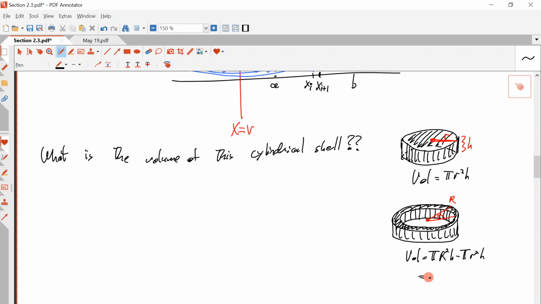Right, they're the same height. So it's pi h times big R squared minus little r squared. So that's pi h times big R plus little r, times big R minus little r. Okay? So that's the volume of that cylindrical shell. So let's apply this to the situation up here.